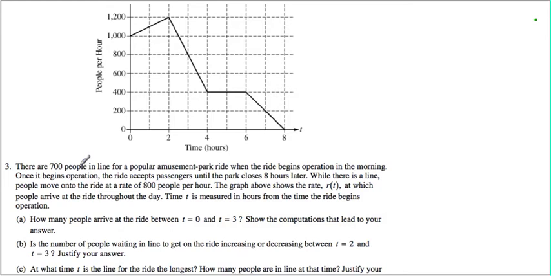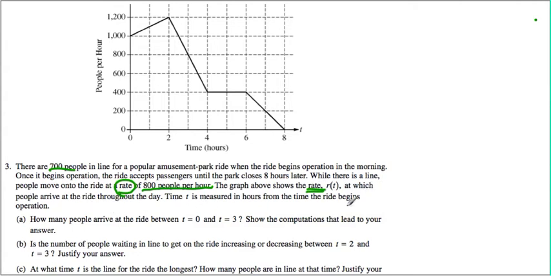So there are 700 people in line for an amusement park ride. That seems to be the initial condition. Once it begins operation, the ride accepts passengers until the park closes 8 hours later. While there's a line, people move on to the ride at the rate of 800 people per hour. That's another rate that's given. The graph above shows the rate at which people arrived at the ride throughout the day.